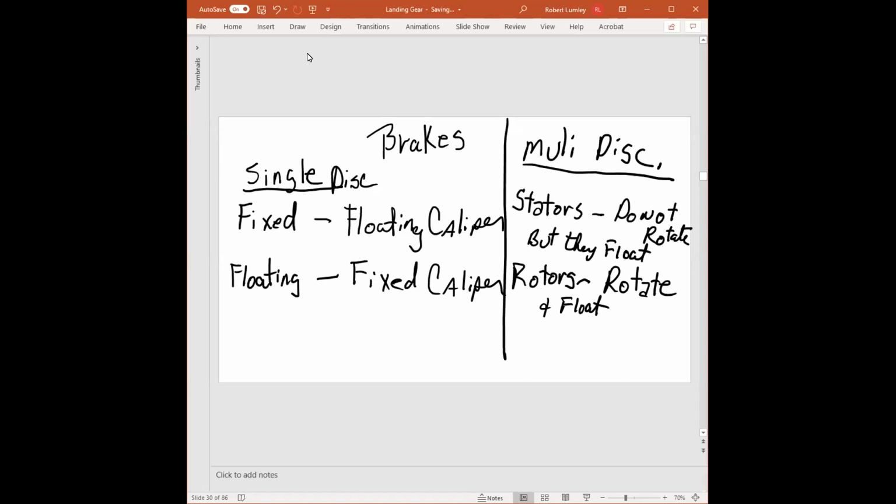And the rotors are rotated by the rim, generally by the disc drive slots. The stators don't rotate and are prevented from rotating by what is known as a torque tube. And we'll be seeing this, okay? So I'm going to continue on.